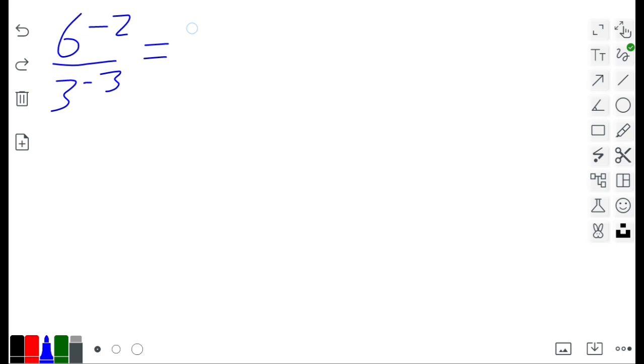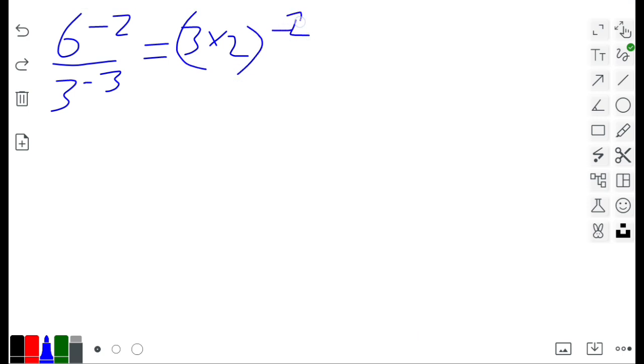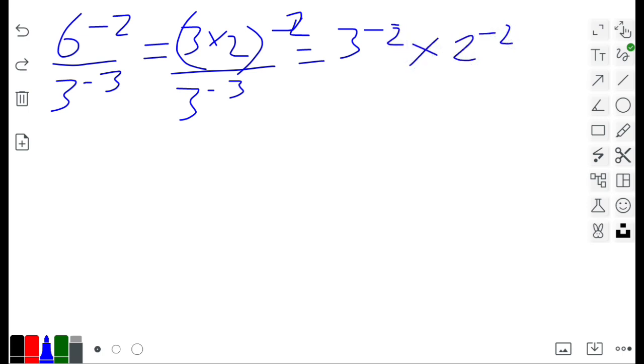Now let's consider the number 6. What are the factors of 6? 3 and 2. 3 and 2 are the factors of 6. Then we still have our exponent, minus 2, over 3 raised to the power of minus 3. So I can re-express this as 3 raised to the power of minus 2 times 2 raised to the power of minus 2, divided by 3 raised to the power of minus 3.